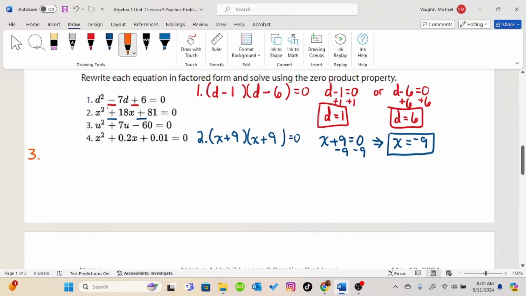Number 3. I know that to get u squared, I'm going to need u times u.